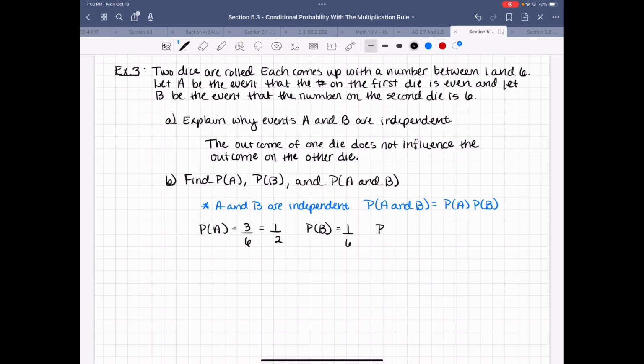So that means I can now find the probability of A and B, which is the probability of A times the probability of B, since they are independent, okay, which is going to give me 1/2 times 1/6, which is 1/12.